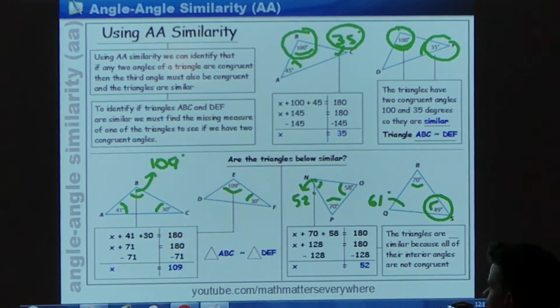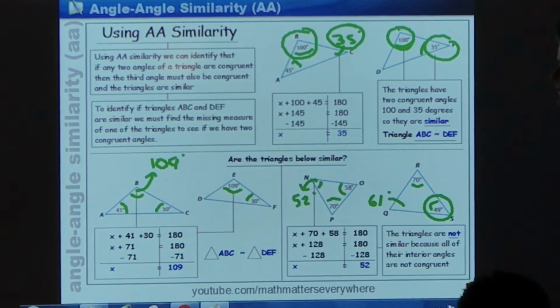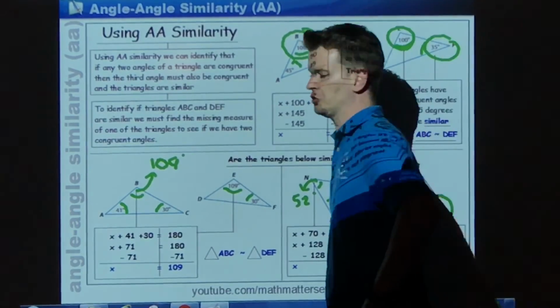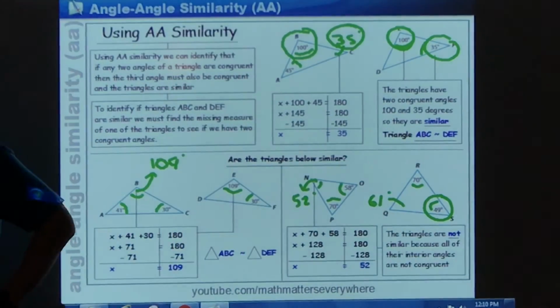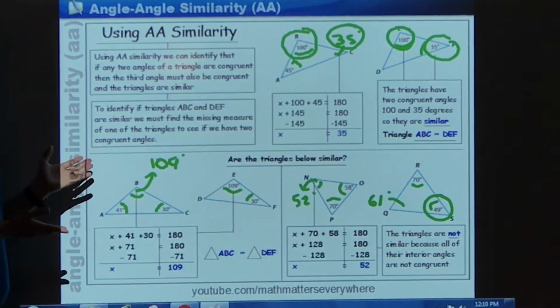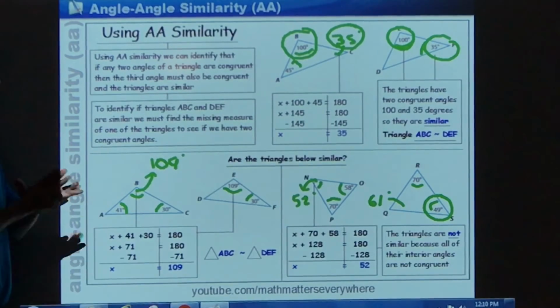These triangles are not similar because all of their interior angles are not congruent. Make sure you write the word not in your notes. If you find that missing measure and it's not congruent, you're not gonna have two, and definitely not gonna have three congruent angles. Not similar. Questions? Hercules.